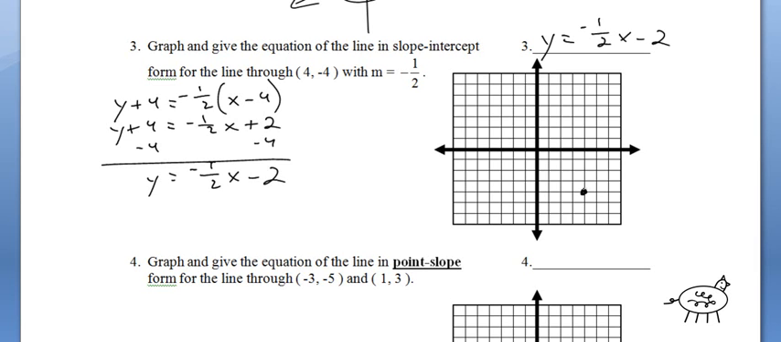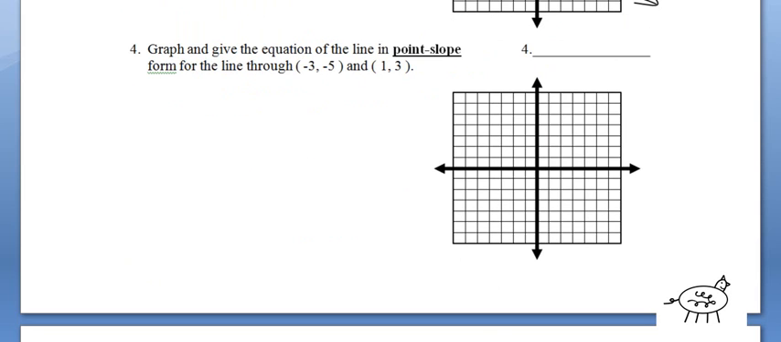Now, just out of curiosity, you see here I have 4, negative 4, and if my slope is down 1 over 2, down 1 over 2, but I can always go up 1 over 2, up 1 over 2. Oh, look at that! Okay, so look, my y-intercept is right here, negative 2. So just a kind of a way to check it.